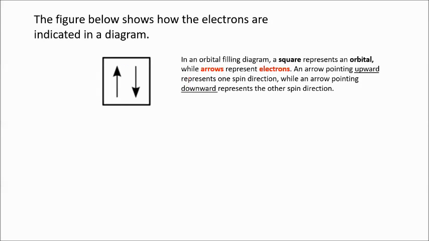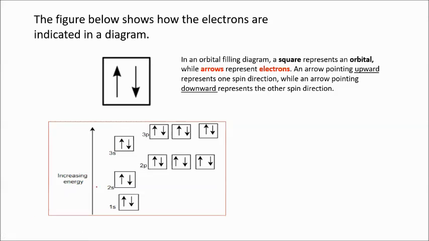Okay, so we have this again, an orbital filling diagram. Squares represent an orbital, arrows for electrons, pointing up and down. So with increasing energy, we have 1s2, 2s2, 2p6, mauna si 2p before 3s, 3s2, and 3p6.